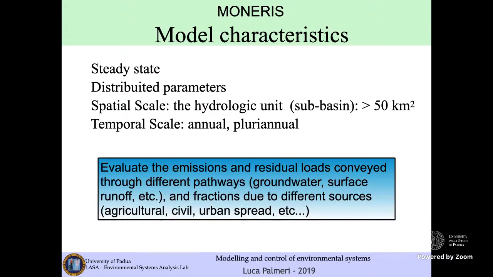So the idea of the model is to provide an estimation of nutrient loads, in this case, in particular nitrogen and phosphorus, on a large river basin, and also to establish which are the most significant sources of these nutrient loads, in terms of identifying if sources are agricultural or civil or urban runoff and so on, and also that of identifying which are the most relevant pathways through which these nutrient loads are conveyed toward the basin closure.